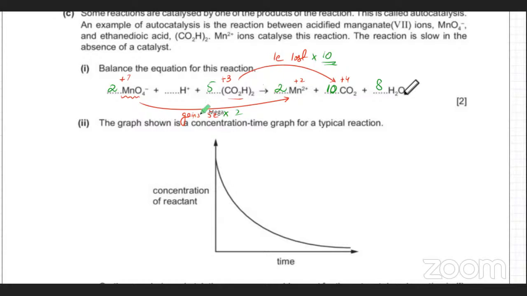So how many hydrogens would I have now? 16. So I already have 10 over here, so I'll have just 6 H+ ions, I think. Is that clear? All clear? Yes or no?